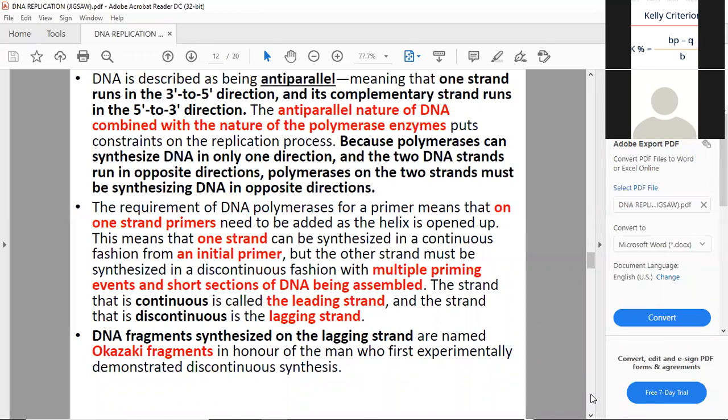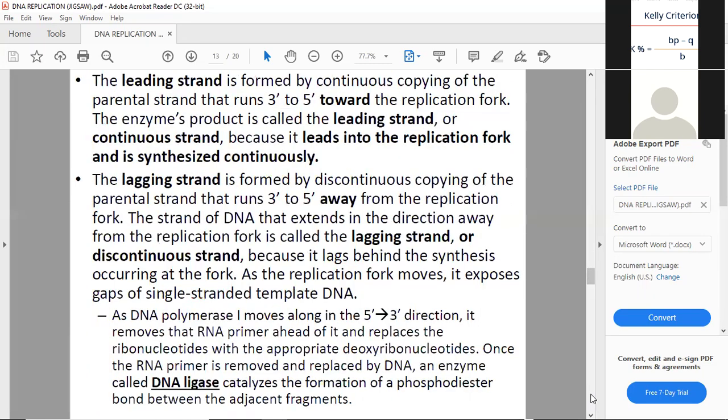So here we need to note that on the leading strand, we only need one primer. On the lagging strand, we need multiple primers. And then the DNA fragments synthesized on the lagging strand are called Okazaki fragments. So the leading strand is formed by continuous copying of the parental strand that runs from 3' to 5' towards the replication fork. So the leading strand is synthesized towards the replication fork. Now that it is continuous, it leads into the replication fork and hence is synthesized continuously.